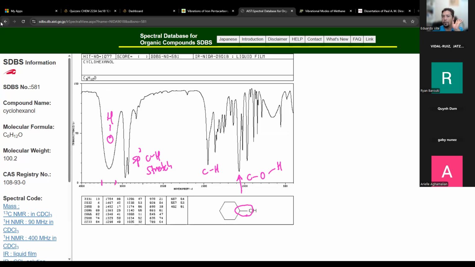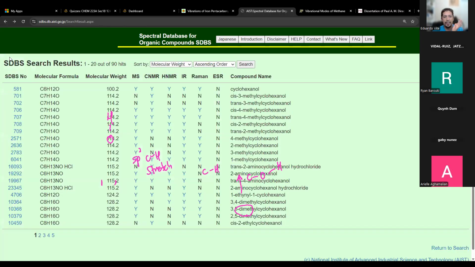Just Google random compounds, practice your nomenclature. Ethane, methane, ethanol, methanol, butanol, right? Look at the differences. See how the spectra changes. This is how we came up with the principles as chemists. And that is it. So thank you very much for your attention. This concludes our IR lecture.